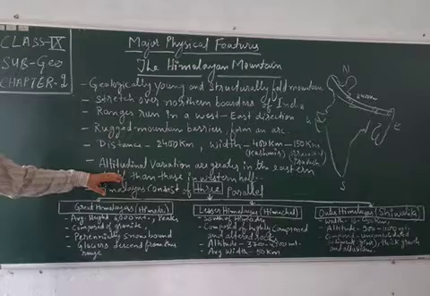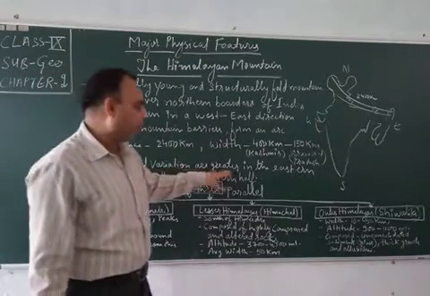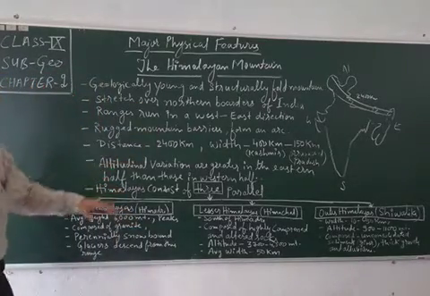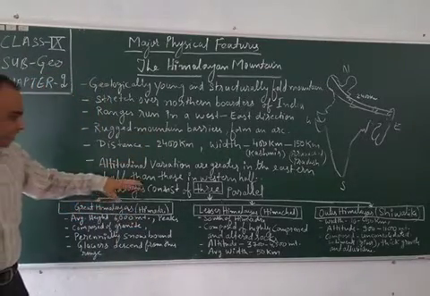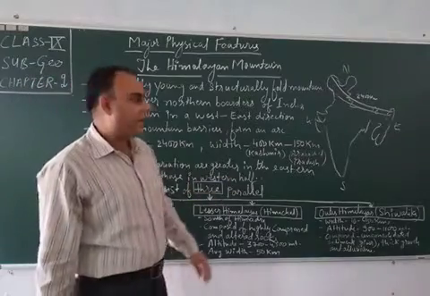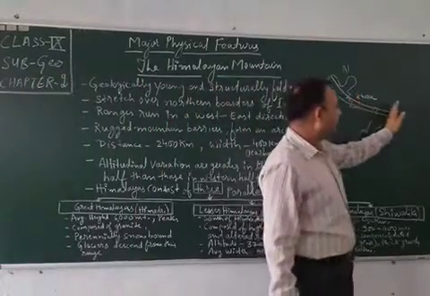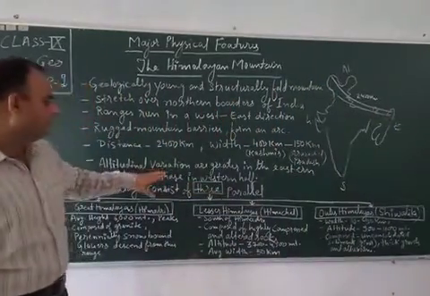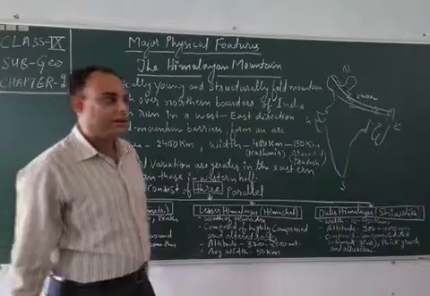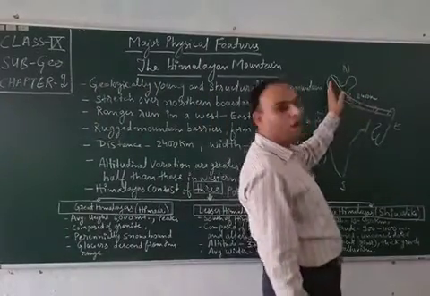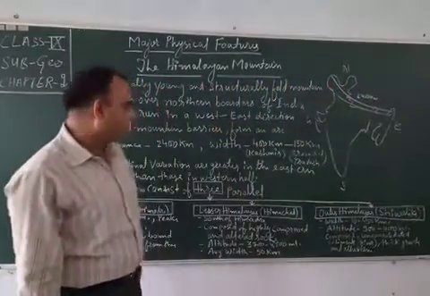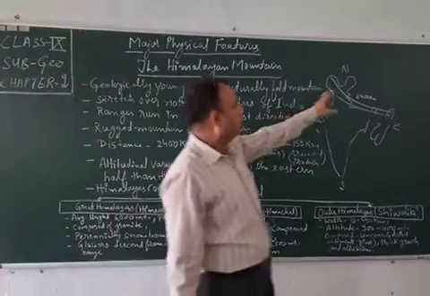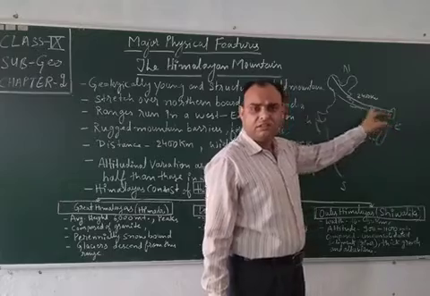Coming to the altitudinal variations, they are greater in the eastern side of India than those in the western half. This side, eastern side, the height is greater compared to the western side. This is the altitude of the whole Himalaya, which we have just seen.